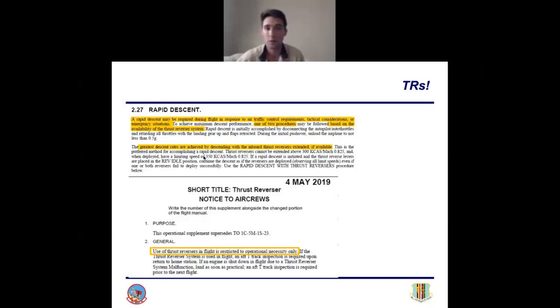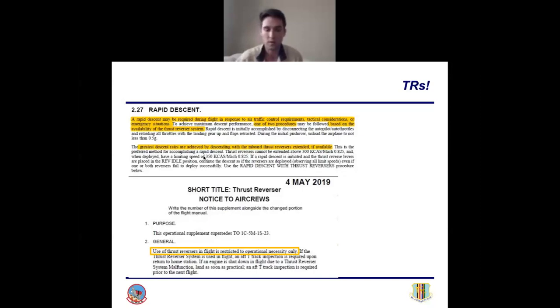And it says the greatest descent rates are achieved by descending with the inboard thrust reversers extended, as you might imagine, because you've now got two engines that are giving you reverse idle thrust and causing a whole lot of drag. But we have a safety sup in the -1 as well that says, as highlighted at the bottom, the use of thrust reversers in flight is restricted to operational necessity only, which is pretty vague. Gives you kind of the decision of whether operational necessity requires it.